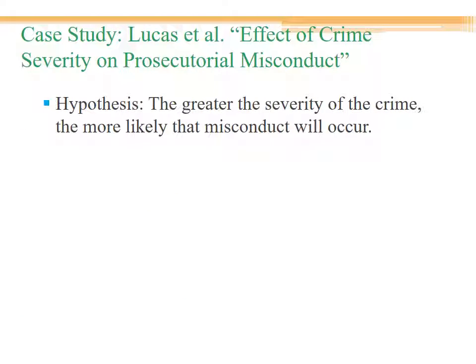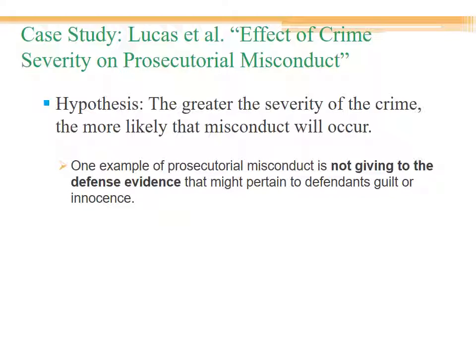In their study, Lucas and colleagues hypothesized that the greater the severity of crime, the more likely that misconduct will occur. One example of prosecutorial misconduct is not giving to the defense any evidence that might pertain to the defendant's guilt or innocence. Keep that in mind as we go forward.